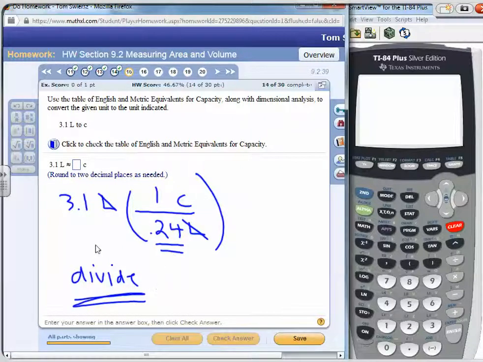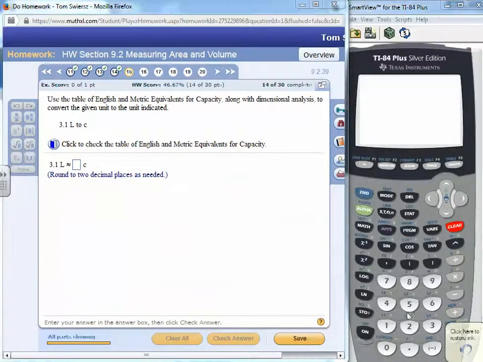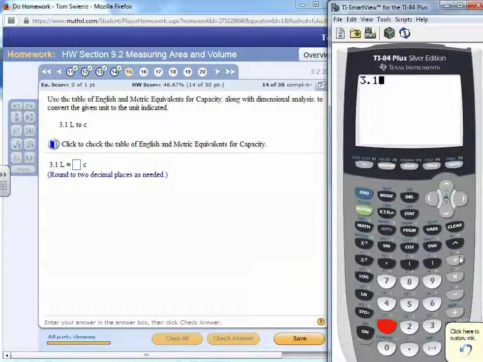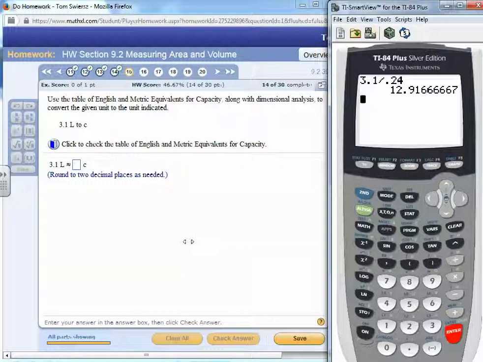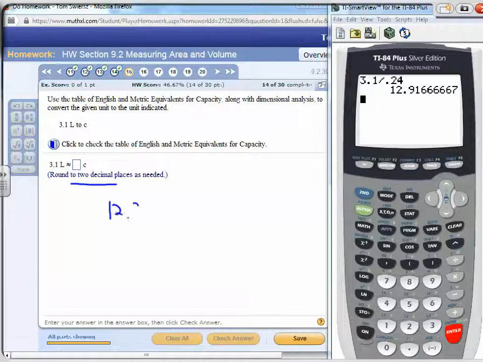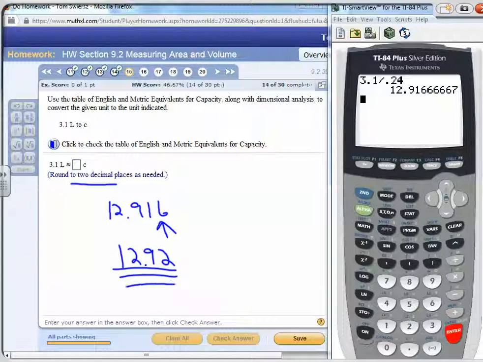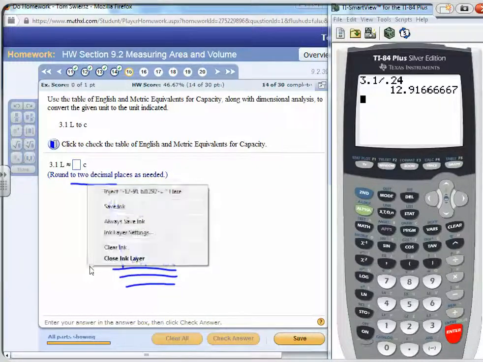All right, so doing the division on our calculator, 3.1 divided by 0.24, and we get 12.9166. Okay, now we finally get some decimals here. Round to 2 decimal places. So 12.916, the 6 is greater than 5, so we would round up to 12.92. We would add 1 to the 1 in the hundredths to get 12.92 to 2 decimal places, or to the nearest hundredth.